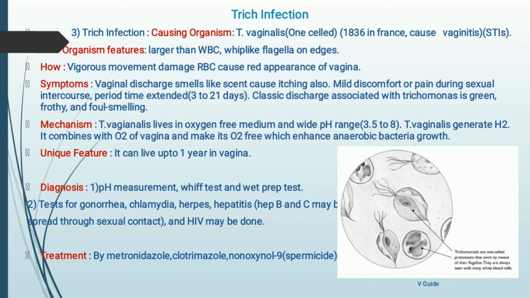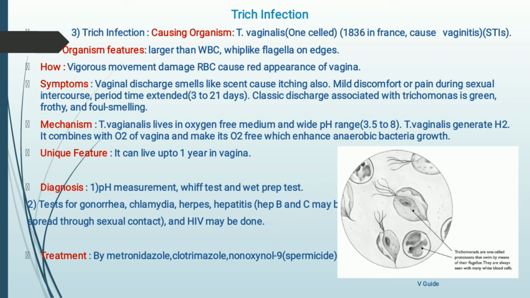And the unique feature of this organism is that it can live up to 1 year in the vagina. And what are the diagnostic tests for this organism? We can firstly do pH measurement. A whiff test can also be done for diagnosis, and a wet prep test is another test which is done for the diagnosis of this disease.